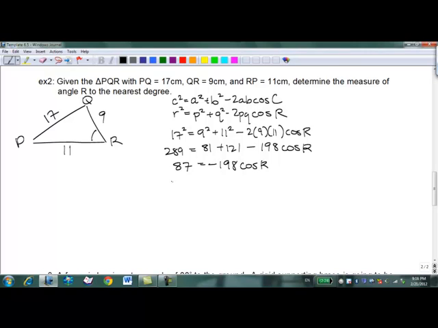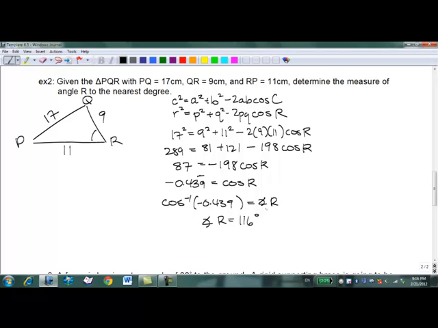Let's divide by negative 198. We get negative 0.439 with some repeats in there. And that equals cos of R. So arc cos, or second function cos, of that value should give us the angle R. And if you roll that through your calculator, we'll find out that angle R equals 116 degrees. So we're going to trust that that size is about right.